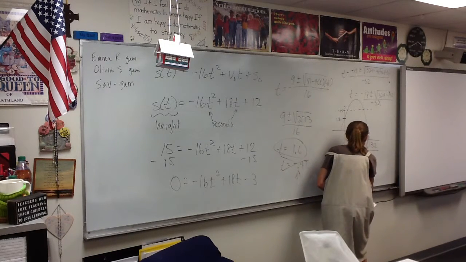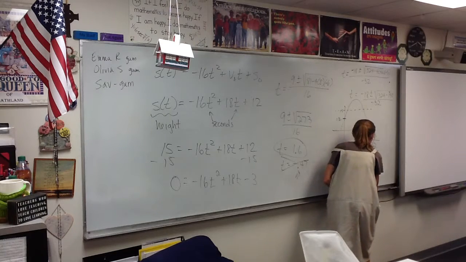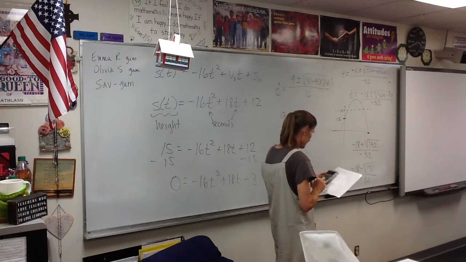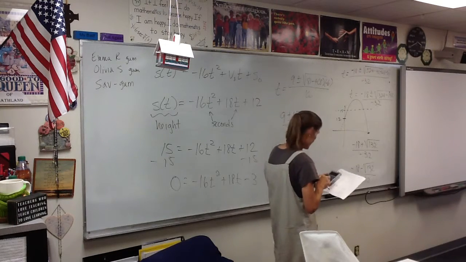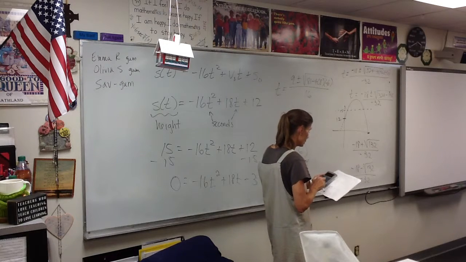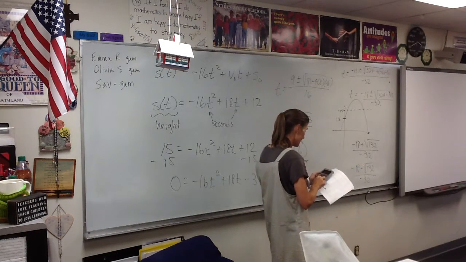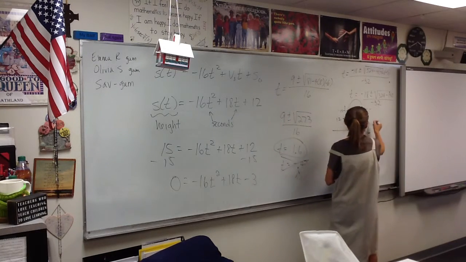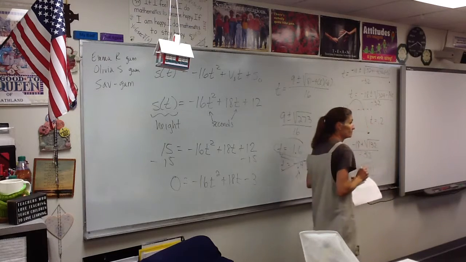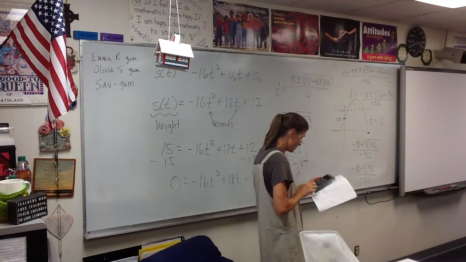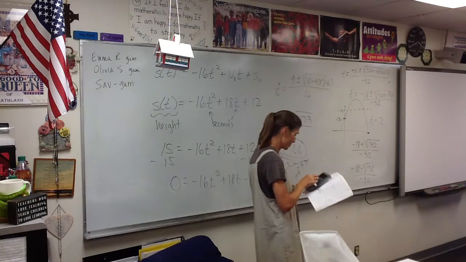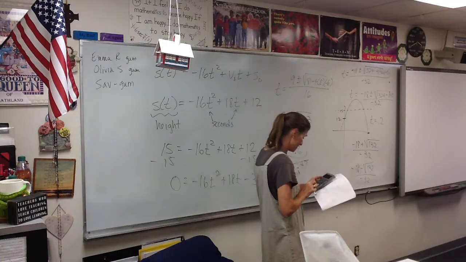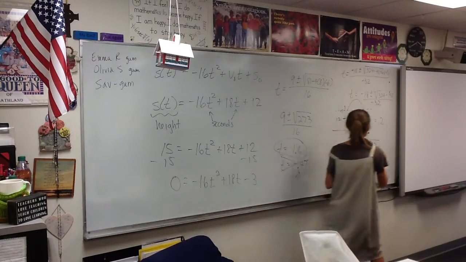And negative 18 minus. Now remember, when you hit negative 18 plus the square root of 132, hit enter, and then divide by negative 32. I got 0.2. Anybody else? Yeah. And then I'm going to do negative 18 minus the square root of 132. Hit enter. Divide by negative 32. I got 0.9.